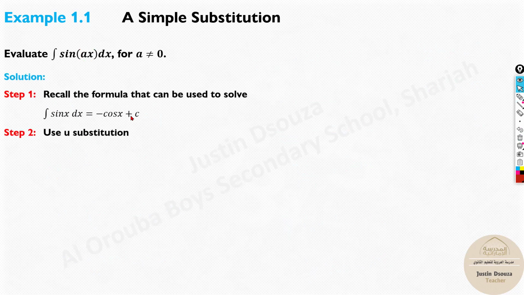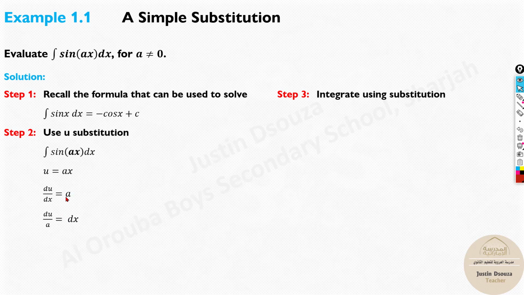First is the formula which we are going to use, and then we do u substitution. That is, u will be ax. You do not need to take x to the other side and derive. First, you can just derive both the sides. It's du is equal to a dx, and then dx goes to the other side, and you just take this to the other side.